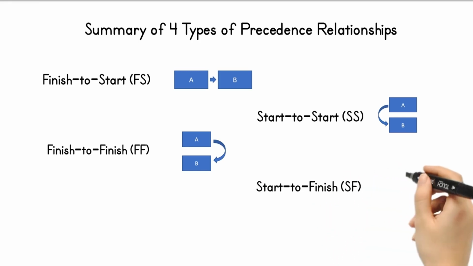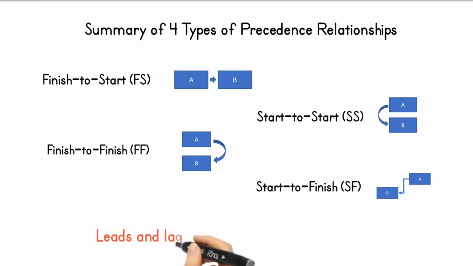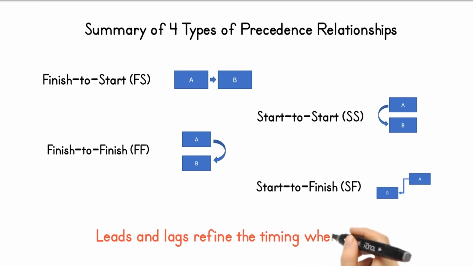Lastly, the start-to-finish relationship is used when the start of the predecessor activity determines the finish of the successor activity. Leads and lags are used to refine the timing when applicable.